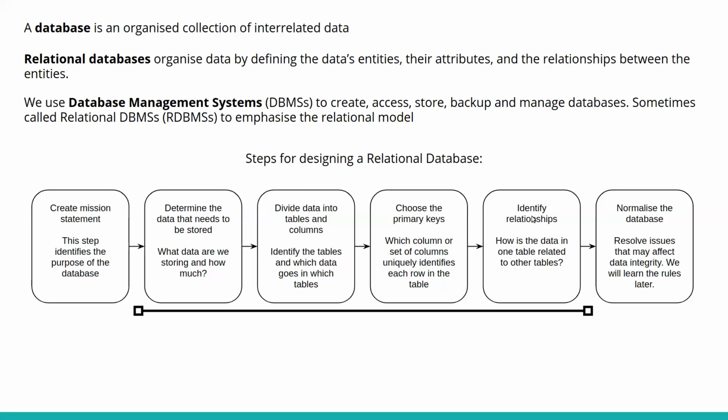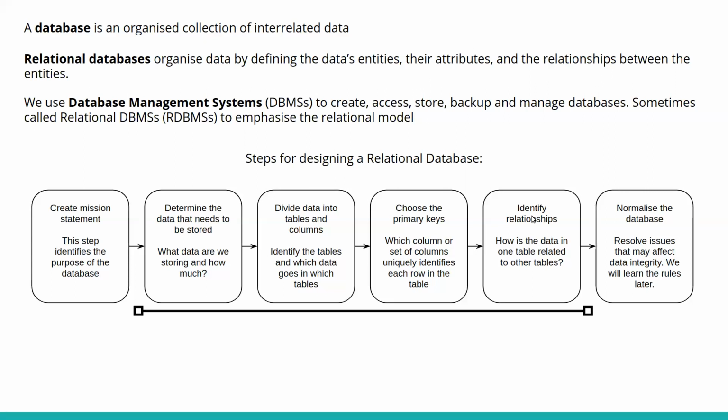Then we have to identify relationships between our data. So for example, what I did earlier with the library example, the relationships between the data, right? We've got a bunch of data on books, we've got a bunch of data on authors. The relationship between authors and books is that authors write books. So that's the relationship between the different parts of our data.